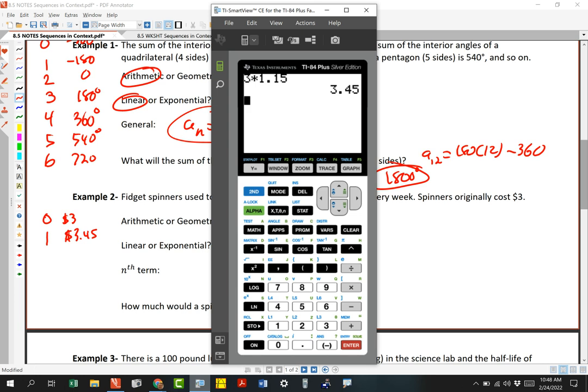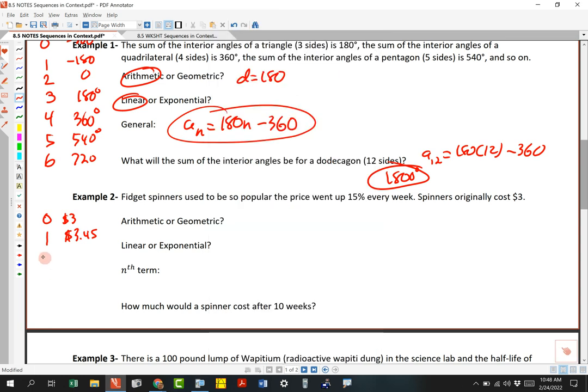That's right. Can you do $3.45 times 1.15? Exactly right. We're going to do that last answer. So I'm going to take that last answer and multiply it by 1.15. That's going to be 115% of the 345. So we actually end up with, if I were to write this down, $3.97. After week two, it's $3.97, right? Yes. Okay. All right.